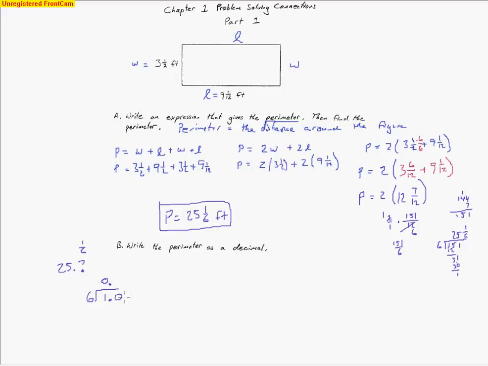6 into 10 goes 1 time with 4 left over. I was thinking of the 4, and that makes 6 with 4 left over. And I'll have to bring down another 0 and do 6 into 40, and that goes 6 times. Makes 36, and notice how I got a 4 left over again. So what that means is that we're going to always repeat that number that we have in the quotient. So that number is the 6, and that repeats. So I can draw a line over that 6. So my answer is 25.16, and the 6 repeats. And that is in feet. So that's the decimal form.